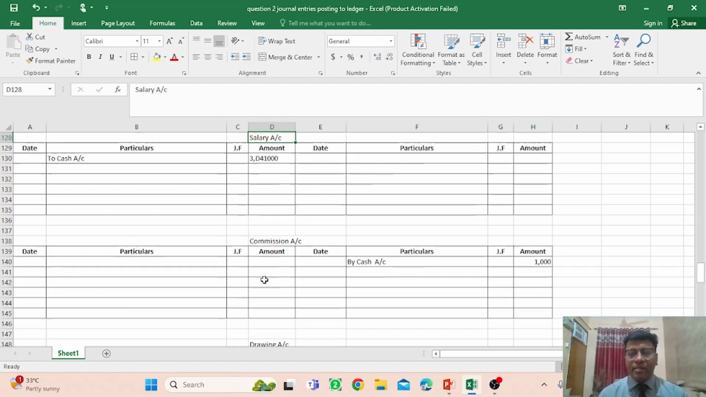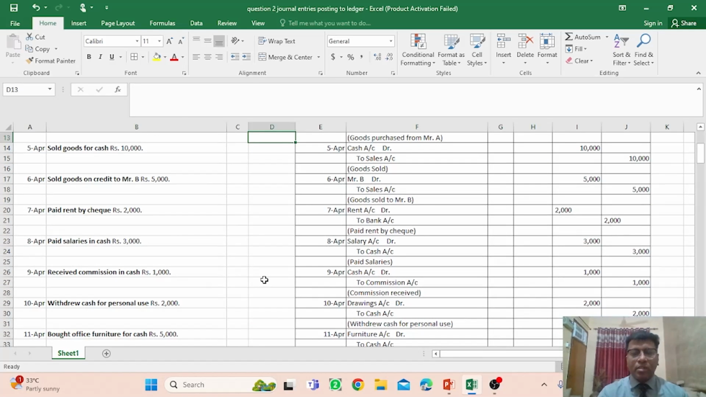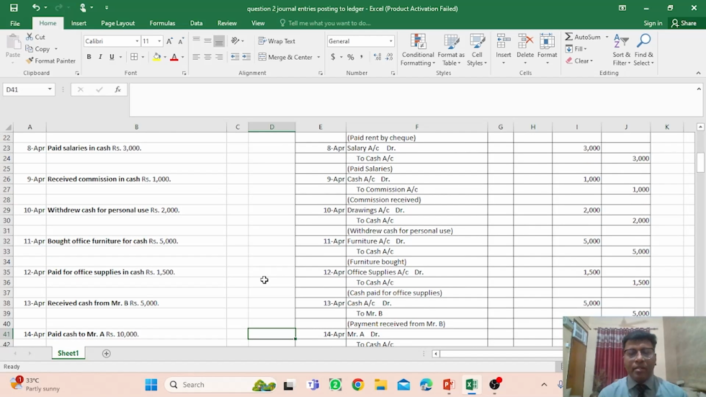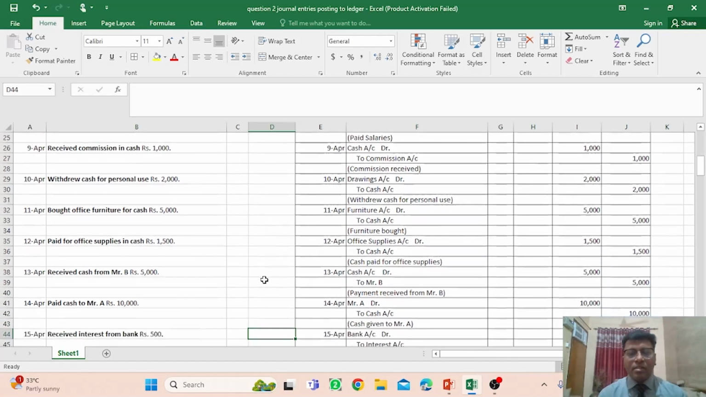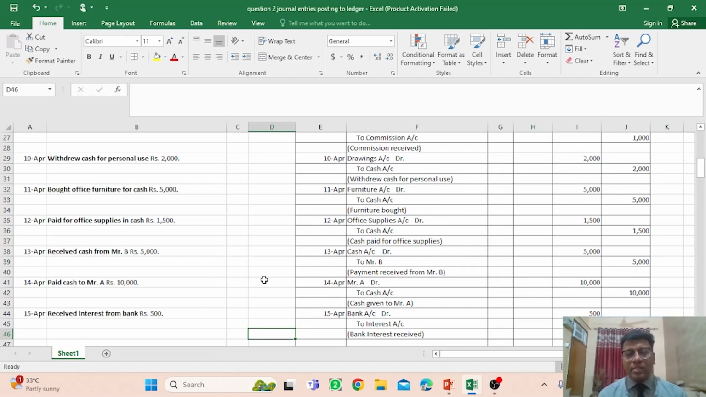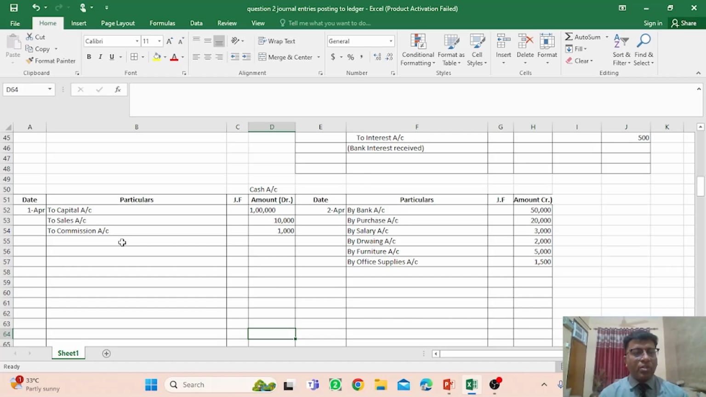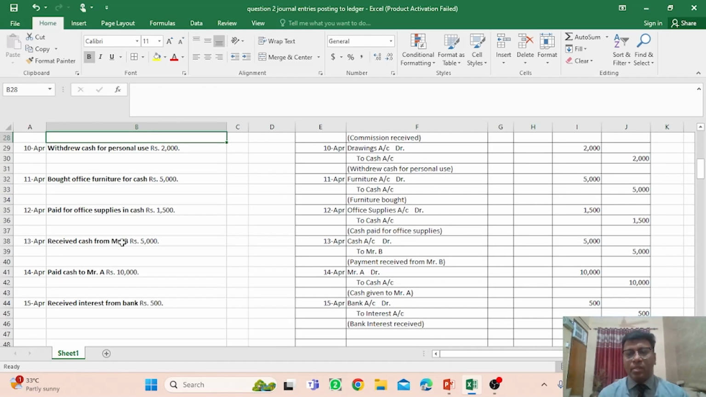right? And we find another transaction to be posted. So already a number of transactions you have posted in the ledger and office supplies. Now it is the turn to make the entries of the transaction which occurred on April 13. So cash account debit to Mr. B. So you have to approach the cash account, and you have to mention Mr. B, right? So Mr. B, and what was the particular amount? Mr. B 5,000.